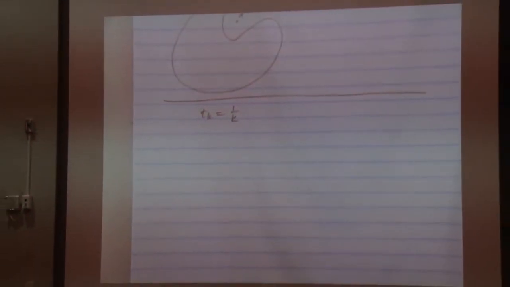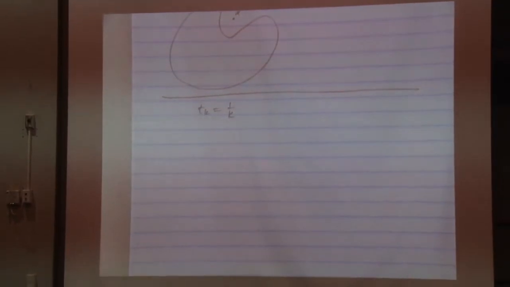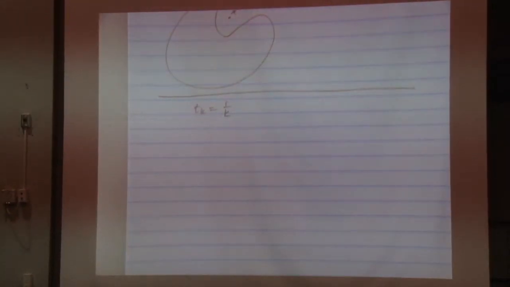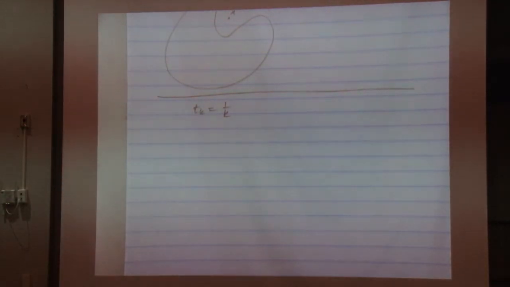I could just take tk to be 1 over k, and I would satisfy those two conditions. So that's a pretty common one that you'll see people choosing in applications of subgradient method. And we'll see exactly why we want this to be true in a second.